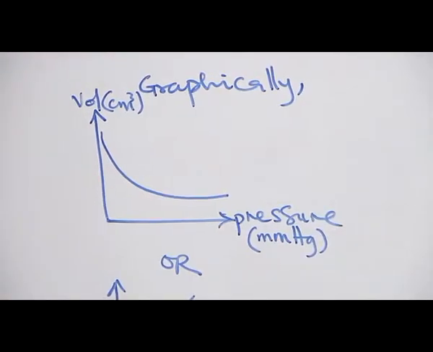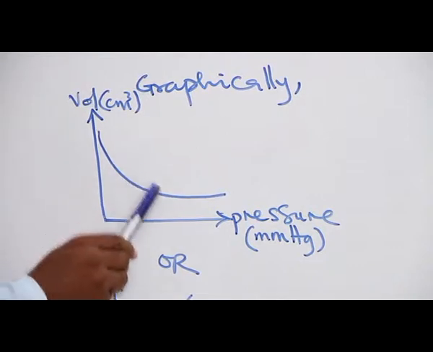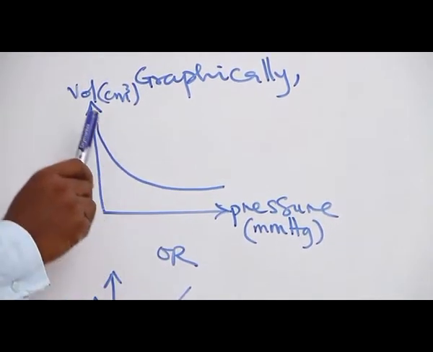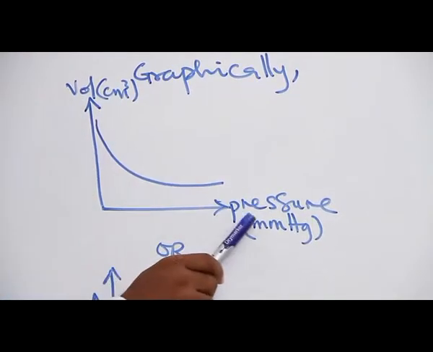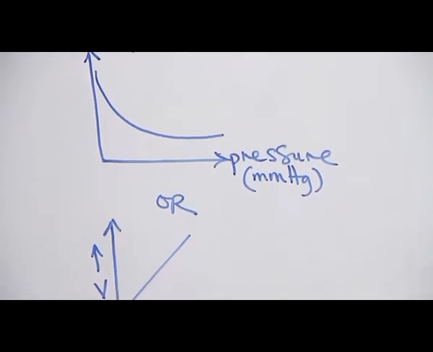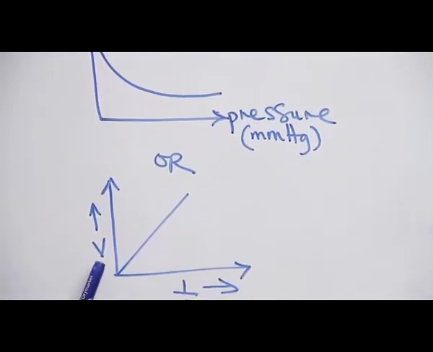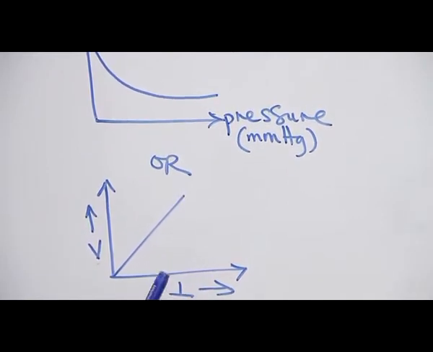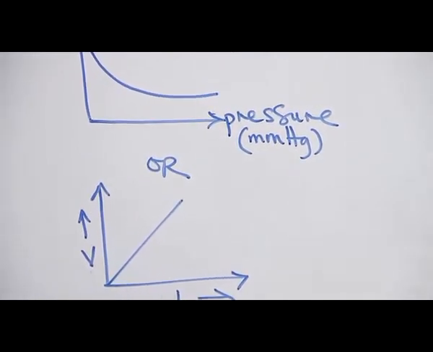Graphical illustration of Boyle's law is shown here. It's a curve if it's a graph of volume against pressure. But it's a straight line graph starting from the origin if it's a graph of volume against the reciprocal of pressure, or a graph of pressure against the reciprocal of volume.